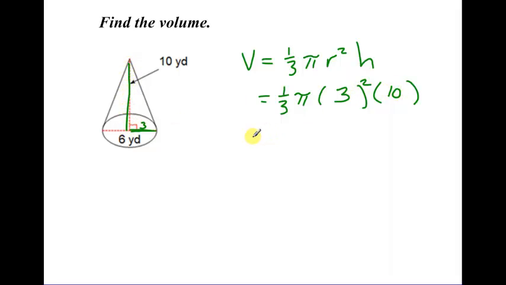So those are just going straight into the formula, and then we get to do the math. Let's take 1/3 of, this will be 9 times 10. So 1/3 of 9 times 10 is going to be 30. Bring down the pi, I get 30 pi cubic yards.